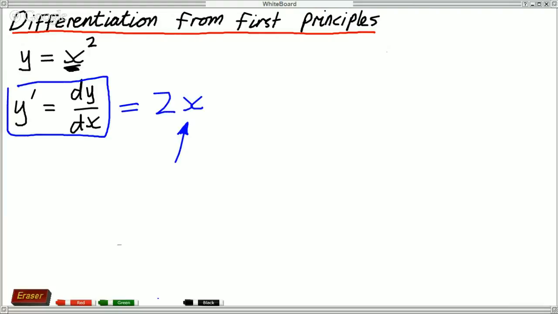So this process of differentiating will give us this first derivative here. And with our derivative, our gradient function, we can find the value of the gradients at different points on the curve. So that's the whole idea with differentiating. We will differentiate it, and we'll be able to say what the gradient is at different points on the curve.